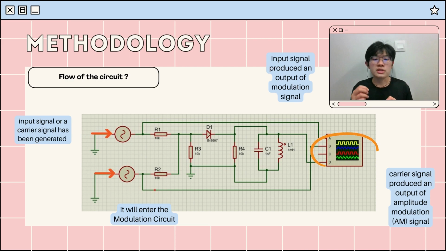Initially, to produce a modulated output signal, an input signal and a carrier signal are generated, and next will enter the modulation circuit. The modulating signal will be converted through the circuit as the input and hence generates a modulated output signal. The output signal is observed through the oscilloscope. The input signal produces an output of the modulation signal, while the carrier signal produces an output of the amplitude modulation, AM signal.